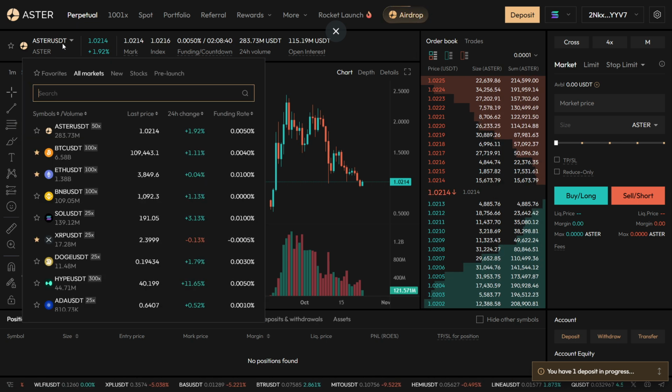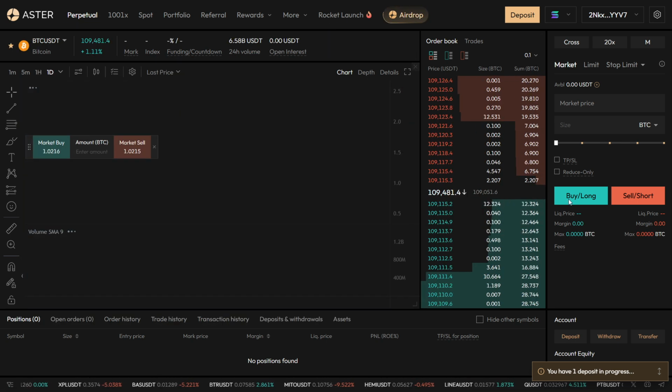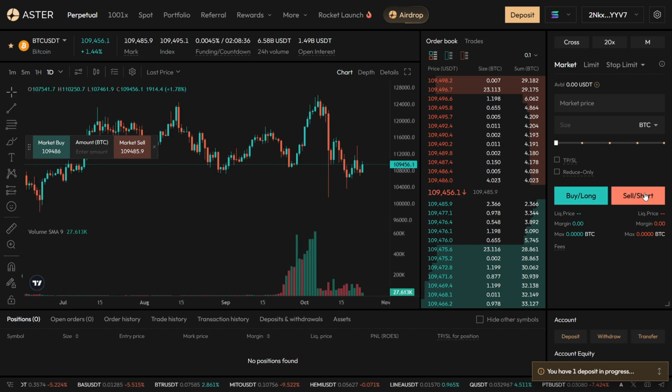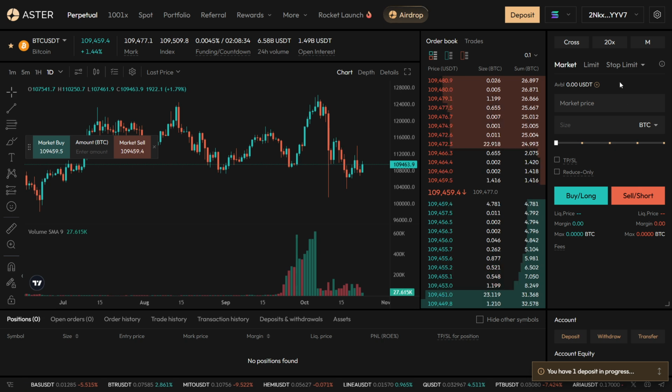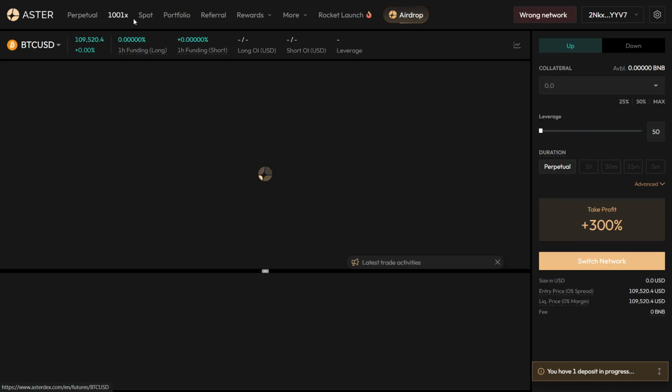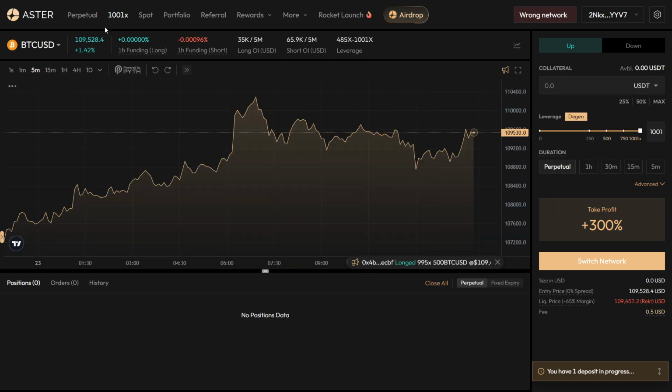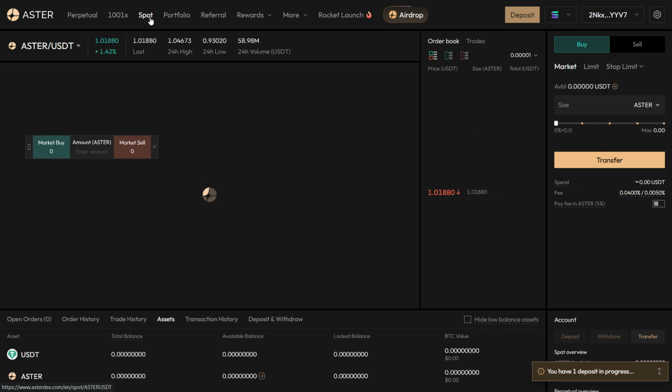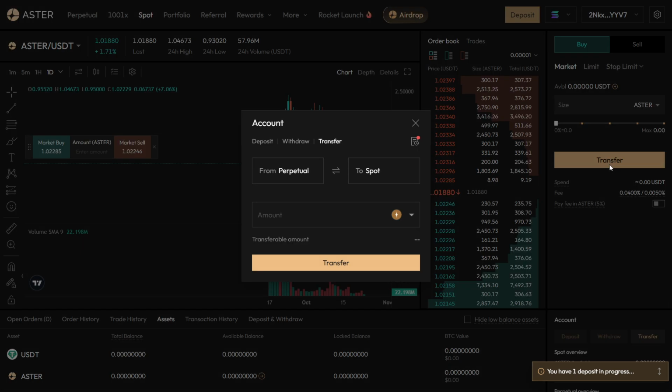You can select what you want to trade over here, and then you can go ahead and buy or long, or sell or short over here on the right hand side, and select different order types, etc. You can go ahead and use their leverage trading over here if that's something you want, or you can do some spot trading as well over here by transferring the funds from your perpetual to spot account, and then you can do your trading on here as well.